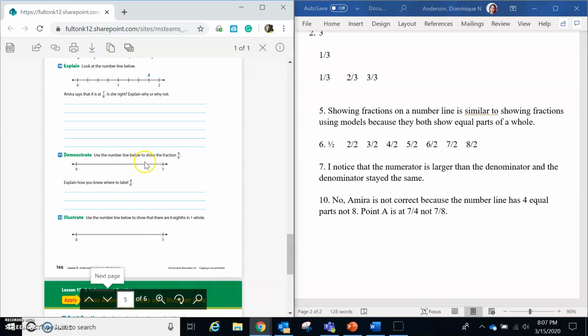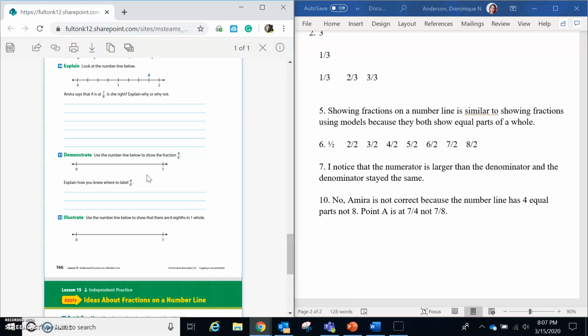you're going to use the number line below to show the fraction 4/6. So my denominator is 6, which means I need to have 6 equal parts. Again, when we do this, we count the spaces, not the lines. But here's a little hint to help you. Whatever your denominator is, make one less of those lines. So my denominator is 6, which means I only need 5 lines. And that's going to give me 6 spaces.